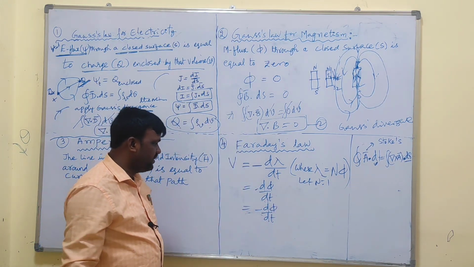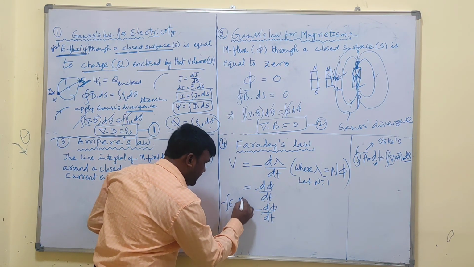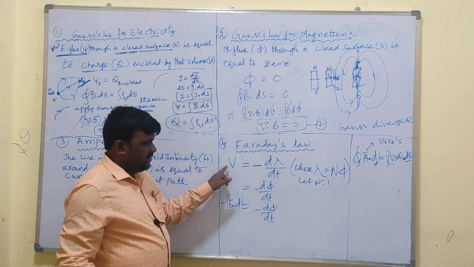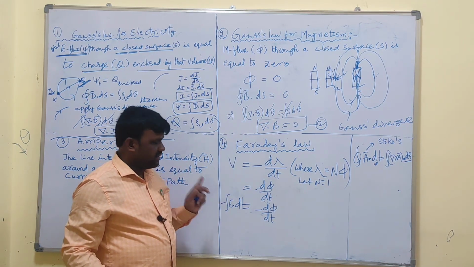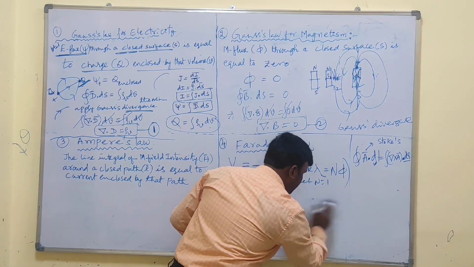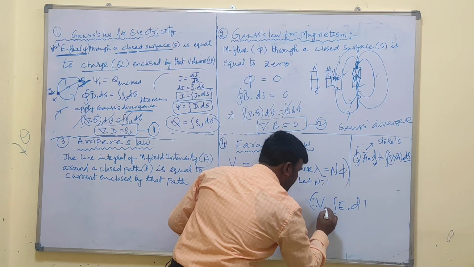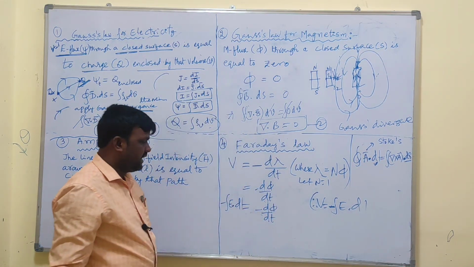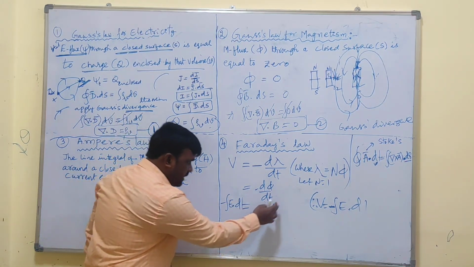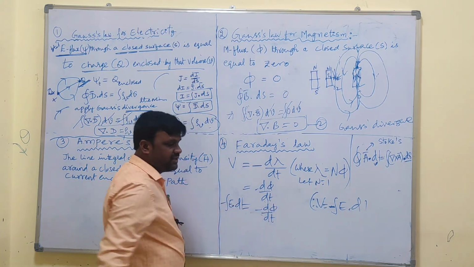As it is in differential form, we can write this V in terms of electric field like this: V equal to integral E dot dl. I explained this relation in the topic called electric potential. Please see that video, where V equal to minus integral E dot dl. Here we have a line integral. Here it is differentiation. In order to get the relation, we need to convert this into integral form.